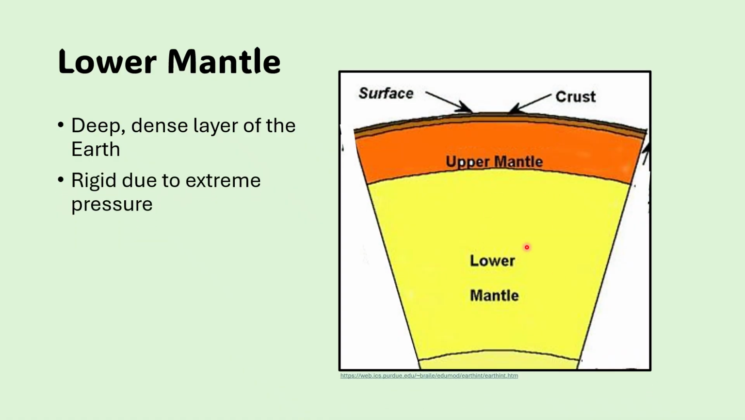This image here shows our upper mantle, which consists of our asthenosphere and our lithosphere, and then the lower mantle, which is much deeper than the upper mantle, which is why it's more dense. It's under more pressure.